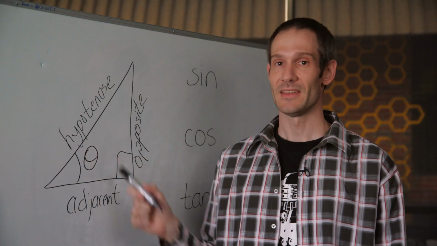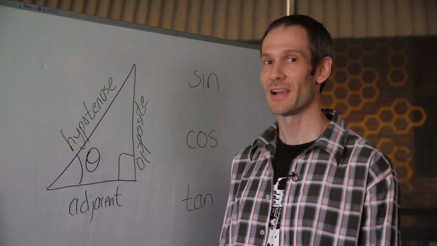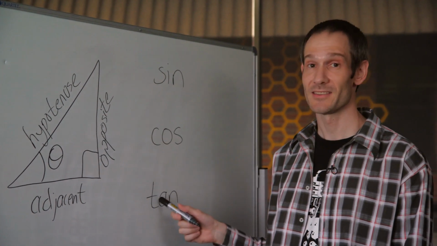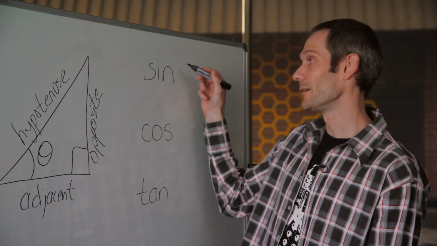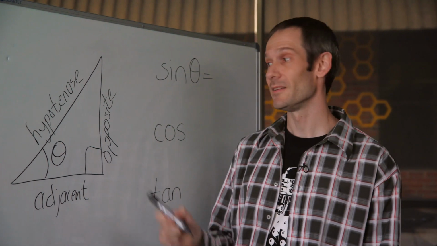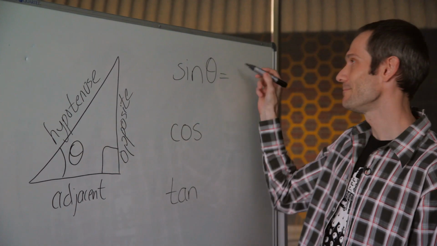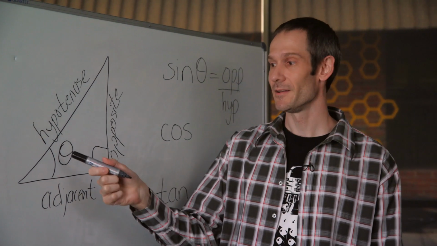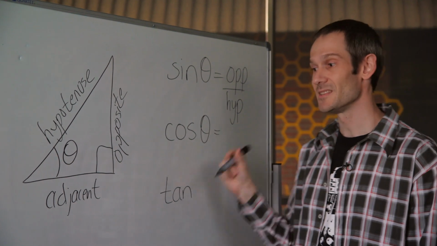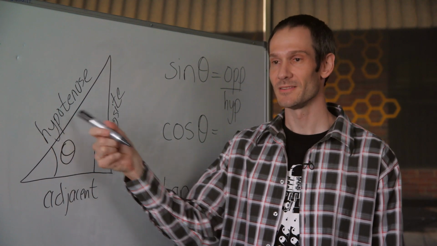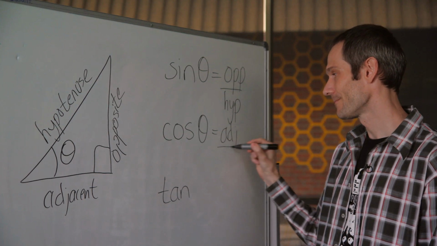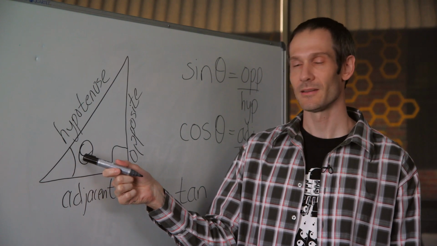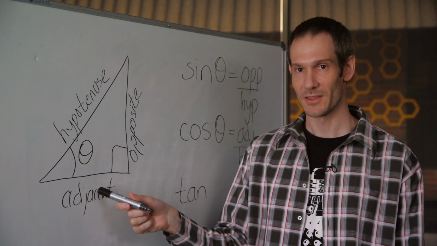It's the ratio of these three lengths which makes up our three trigonometric ratios. The three basic trigonometric ratios are the sine, cosine, and tangent. The sine of the angle theta is denoted as the opposite side divided by the hypotenuse side. Cosine of the angle theta is equal to our adjacent length divided by our hypotenuse length. And finally, the tangent of that angle theta is denoted as being the opposite length divided by the adjacent length.